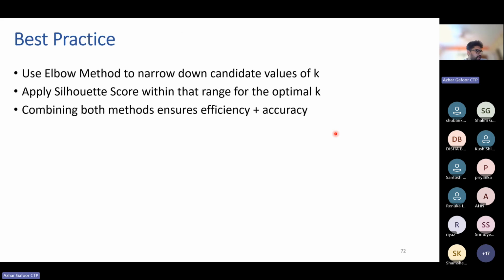The best practice in k-means clustering is to use the elbow method to narrow down the final candidates for K. Then we use the silhouette score. Combining both these methods will ensure efficiency as well as accuracy of the model.